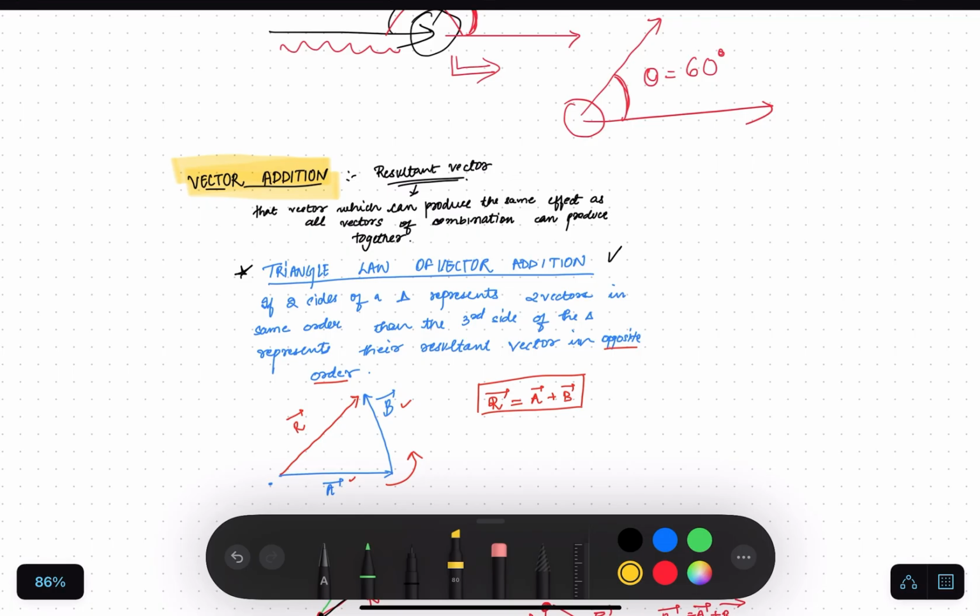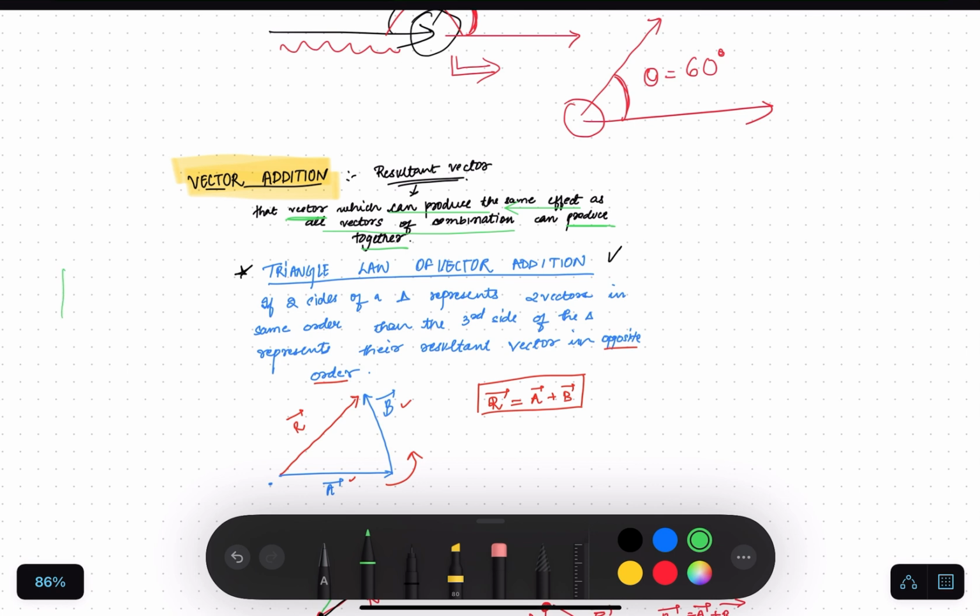Simply it is a process of adding two or more vectors, and the addition of the two vectors will result in the formation of a resultant vector. By definition, though it is not important for you at all, this might help you in your 11th class final theoretical exams, but it is not of any use to you in the final NEET exam. But still I would say out the definition for you all once. It is that vector which can produce the same effect as all the vectors in combination can produce together.